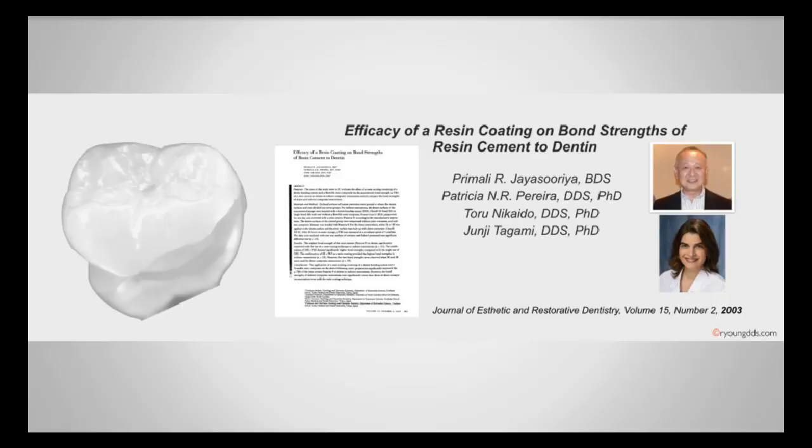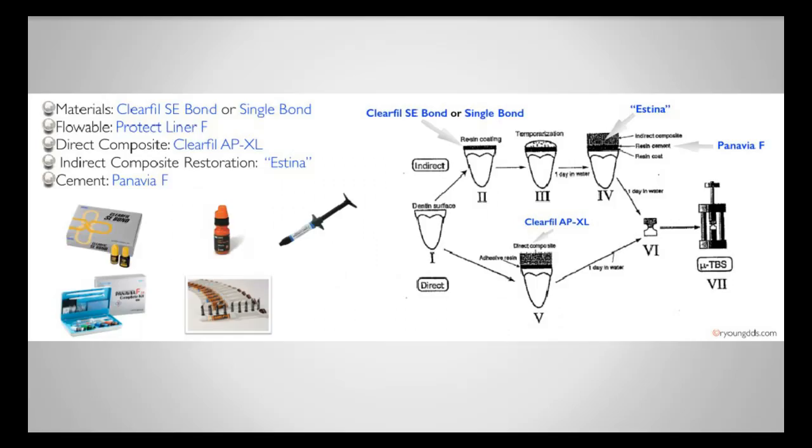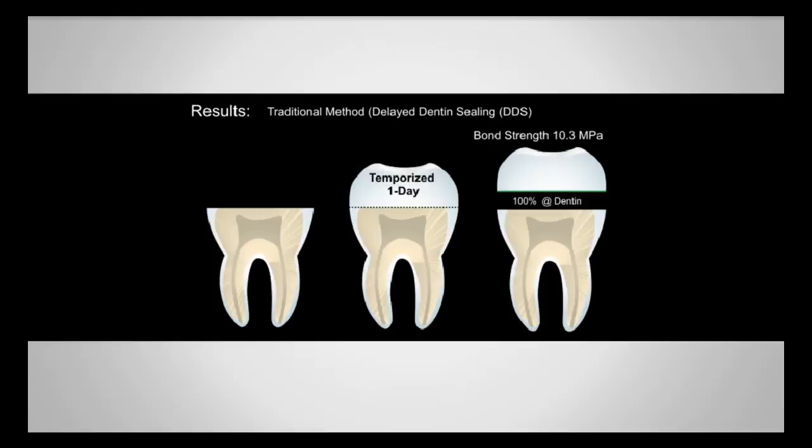In this paper you'll see these materials. They used Clearfil SE Bond or Single Bond, Protect Liner F, Clearfil APX, Estenia for the indirect, and Panavia. What they did is they sectioned dentin, resin coated it, temporized it for a day in water, and then put an indirect bond to it. So what this looks like in graphic form: they cut the tooth off, and in this case this was a traditional method with delayed dentin sealing, meaning they didn't seal this dentin here. They put a temporary on it, soaked it in the water, then took the temporary off, took their indirect restoration, put in the Panavia, and bonded it to the dentin.